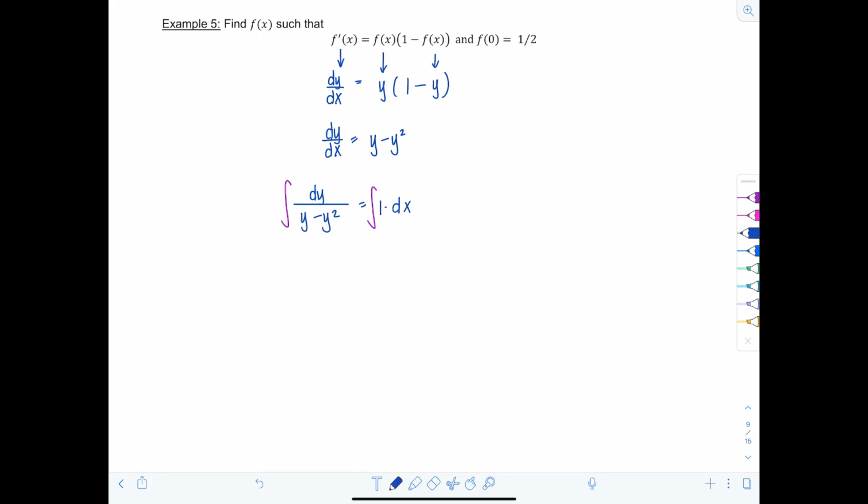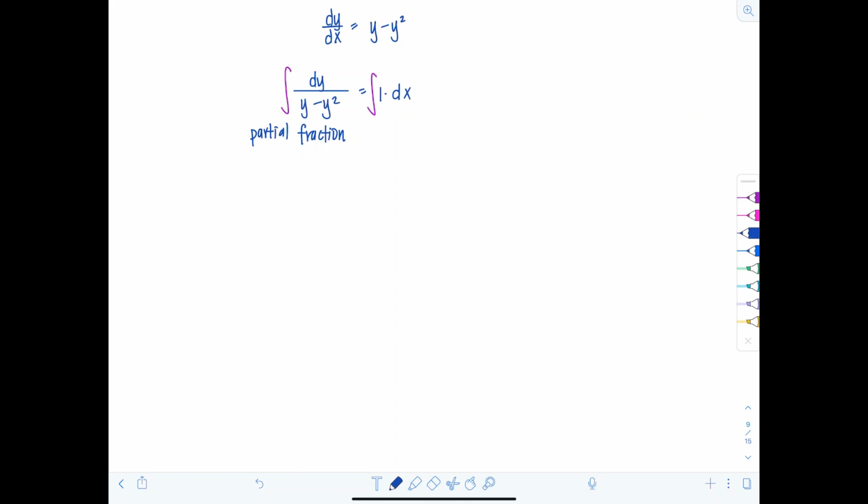Any thoughts? How shall we go about anti-differentiating the left-hand side? You are correct. It is partial fraction time again. Who would have known they were so helpful? Okay, so we've got 1 over, factoring the denominator, y times 1 minus y equals a over y plus b over 1 minus y. So 1 equals a minus ay plus by.